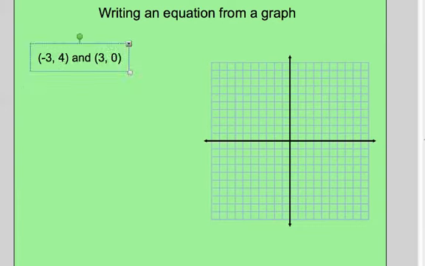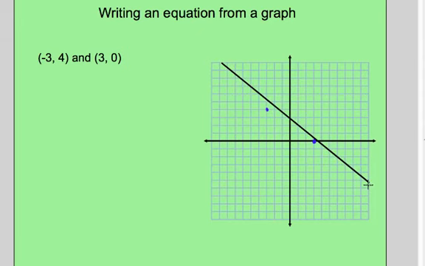Let's look at the next one. Again, I want you to plot the points, find the slope. Go ahead and find the slope and the y-intercept of these, and then I'll pause it and I'll do it for you. All right, let's see how you did. -3 + 4, that's our first point. And then 3, 0 is our second point. Draw our line. Not as good of a line this time.